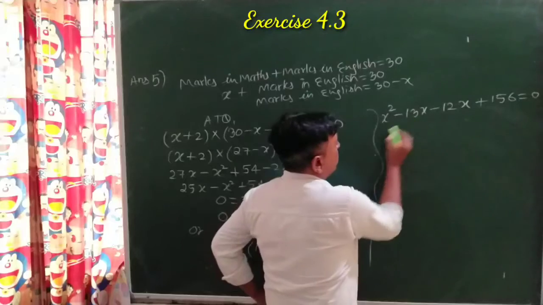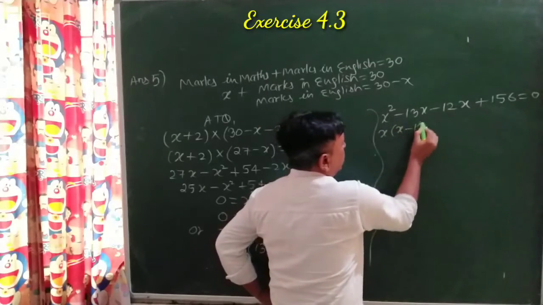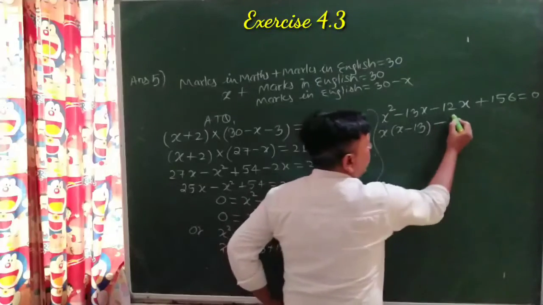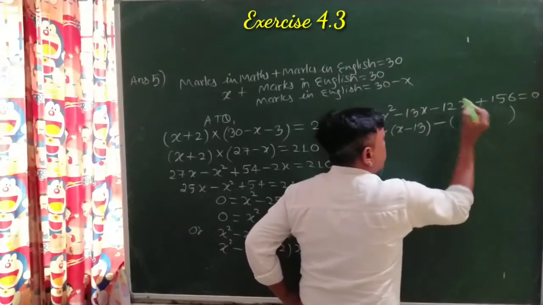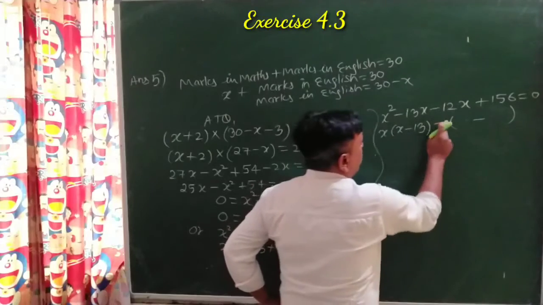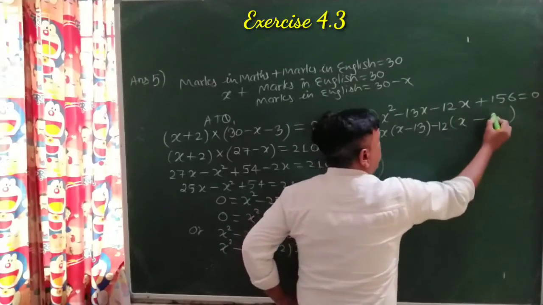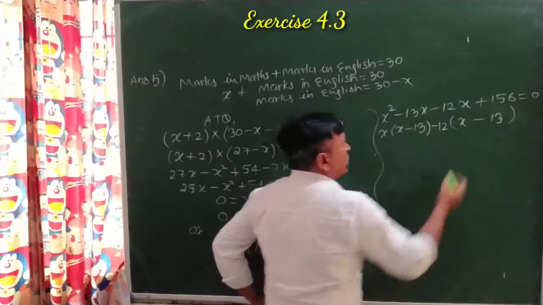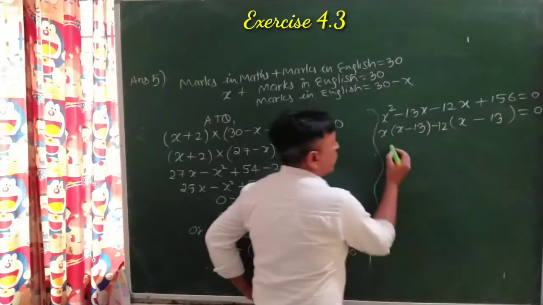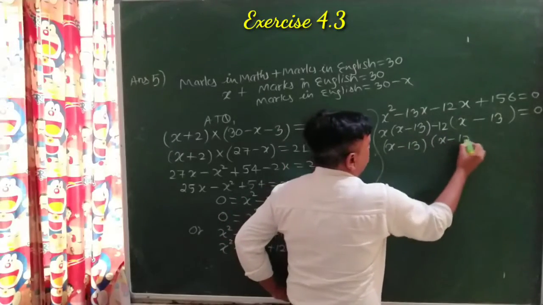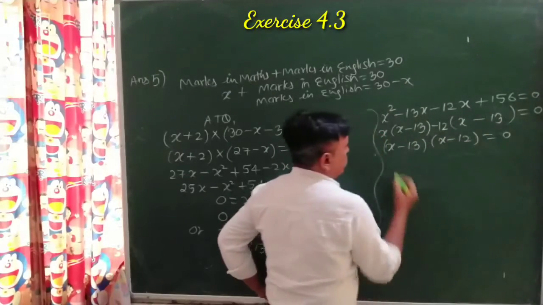So what is common here? x. What is left? x minus 13. Here we have to take the minus sign, so this sign will change. And what is common here? 12. 12 ones are 12 and 12 13s are 156, equals 0. So what is common? x minus 13. What is left? x minus 12, equals 0.